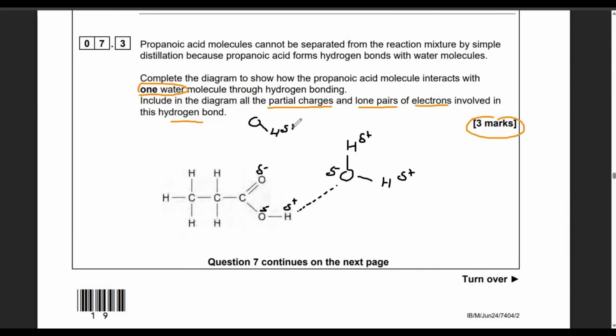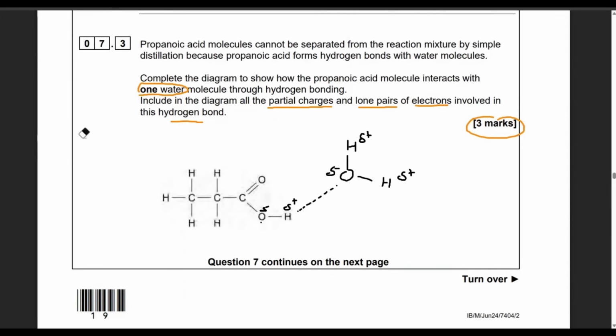And if I wanted, I could show another water molecule and I could do between the delta positive hydrogen and the delta negative O on the carbonyl group, or I could do between the delta negative O on the alcohol group there. But they asked for just one water molecule. So I'm going with the water molecule that's bonding to the OH on the carboxylic acid functional group. So I'm just going with this one. They specifically said one water molecule.